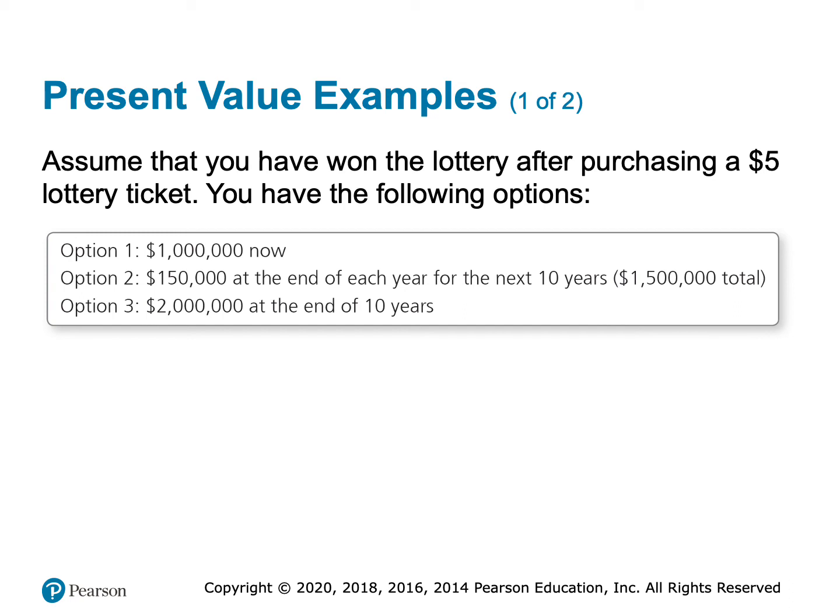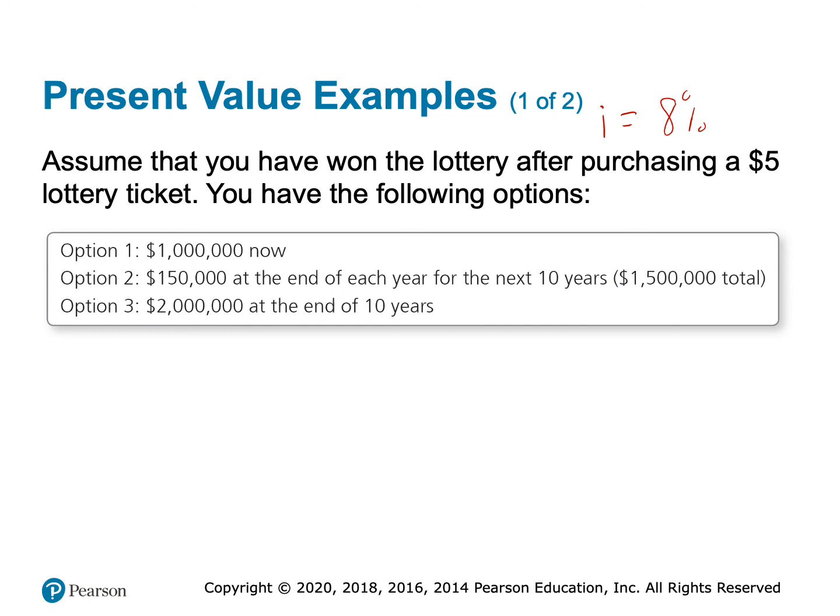So let's try a scenario. Here we have 3 options. Let's assume you won the lottery. You can take $1 million now, you can get $150,000 every year for the next 10 years, or if you wait till year 10, you can get $2 million. Now, assume that your interest rate is 8%. I want you to pause the video, calculate what these three would be, and then come back and let's look at it.